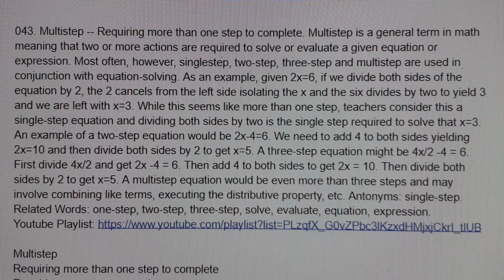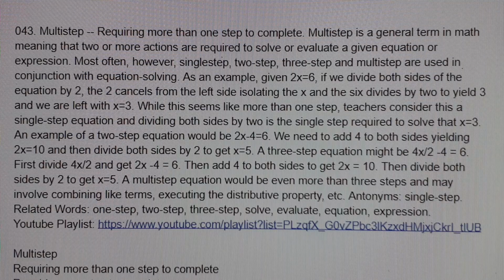An example of a two-step equation would be 2x minus 4 equals 6. We need to add 4 to both sides, yielding 2x equals 10, and then divide both sides by 2 to get x equals 5. A three-step equation might be 4x divided by 2 minus 4 equals 6.